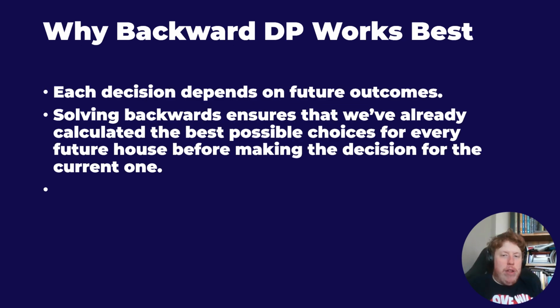Let me explain further why we start from the end instead of the beginning. The reason is that each decision depends on future outcomes. By solving the problem backward, we ensure that we've already calculated the best possible choices for every future house before making the decision for the current one.